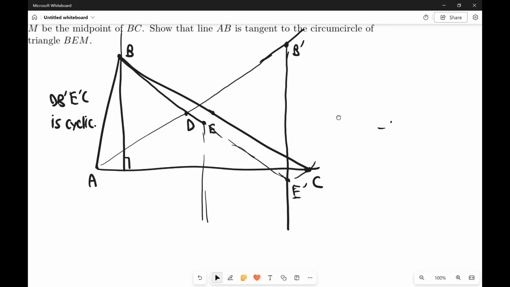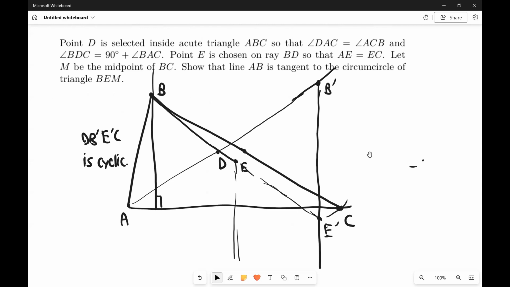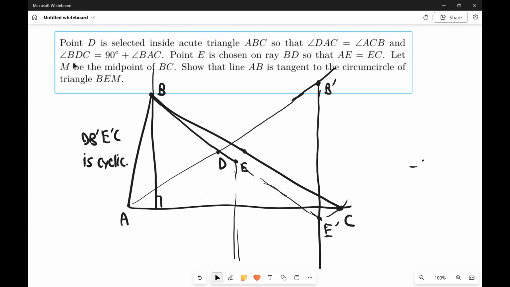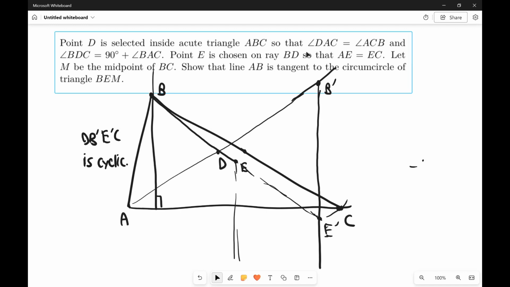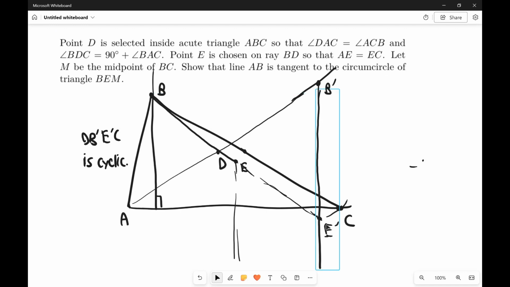At this point, as with all geometry problems, whenever we haven't used a piece of information, we should probably use it at some point. In this case, the information that we haven't used yet is that angle BDC is equal to 90 degrees plus angle BAC. We used this condition here because we constructed the isosceles trapezoid in that way. And we used this condition here so that E prime B prime would be perpendicular to AC. So we haven't used the fact that angle BDC is equal to 90 degrees plus angle BAC. So let's try using this to prove our quadrilateral is cyclic.